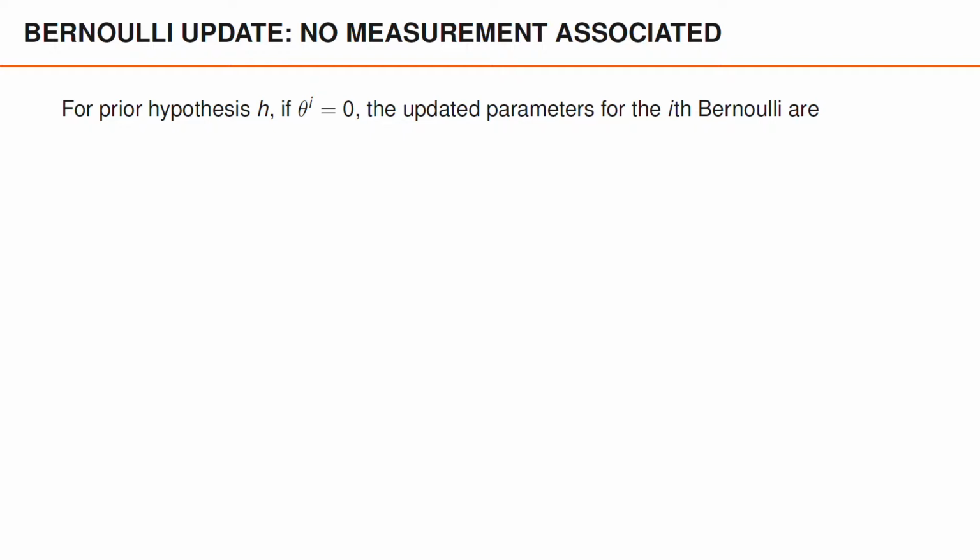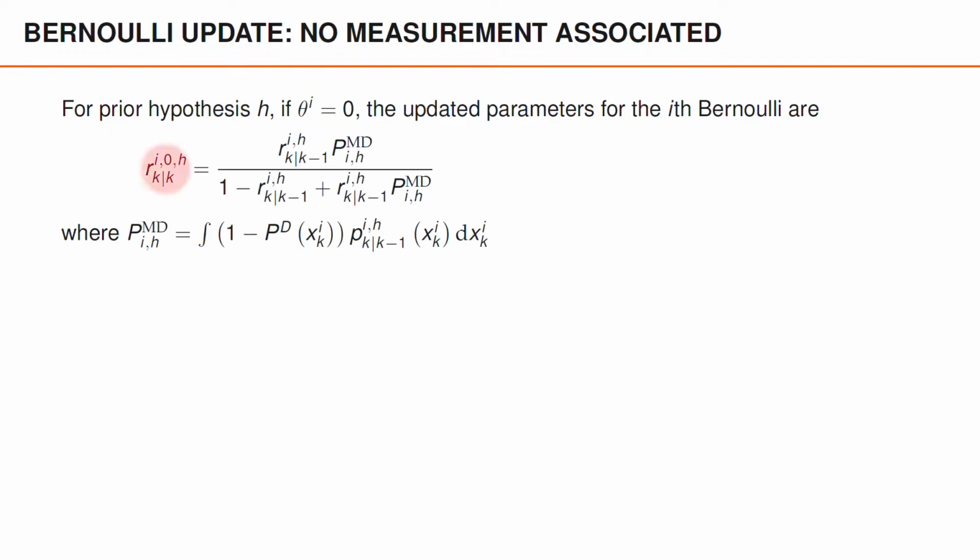Next, we have the Bernoulli update when a measurement is not associated. So in other words, when there's a misdetection. For a prior hypothesis H, if the data association for the ith Bernoulli, theta i, is equal to 0, then the updated parameters for the ith Bernoulli are that the posterior probability of existence is equal to the prior probability of existence multiplied with the probability of misdetection, PMD, divided by 1 minus the prior probability of existence plus the multiplication of the prior probability and the misdetection probability.